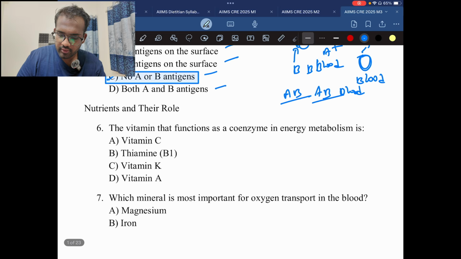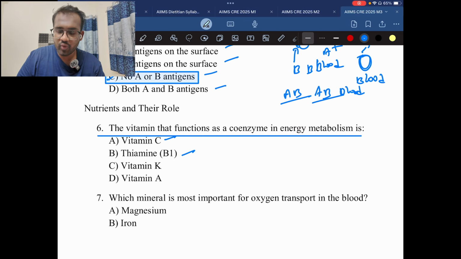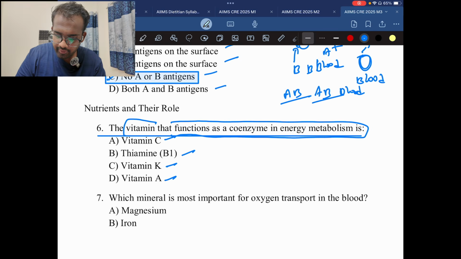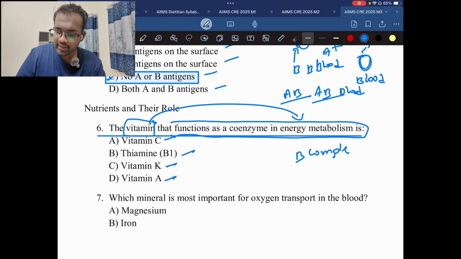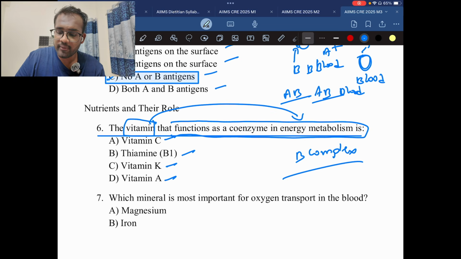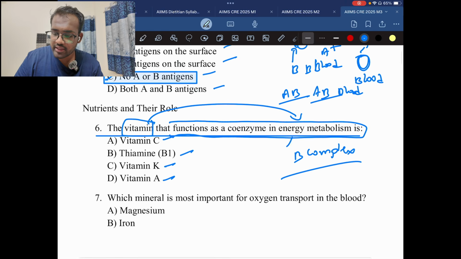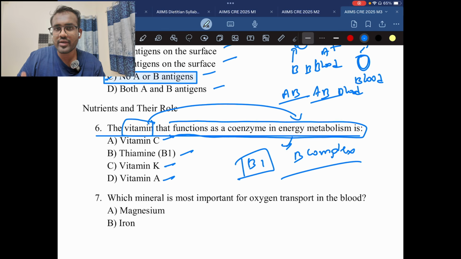Question number 6. The vitamin that functions as a coenzyme in enzyme metabolism is: vitamin C, thiamine B1, vitamin K, or vitamin A? So always remember, if the question is about coenzyme function in energy production or energy metabolism, and they mention vitamins which help in energy metabolism, these are always B complex vitamins. Always remember B complex vitamins. And especially when it comes to energy metabolism, there is always the B1 vitamin which deals with this and provides a lot of energy.